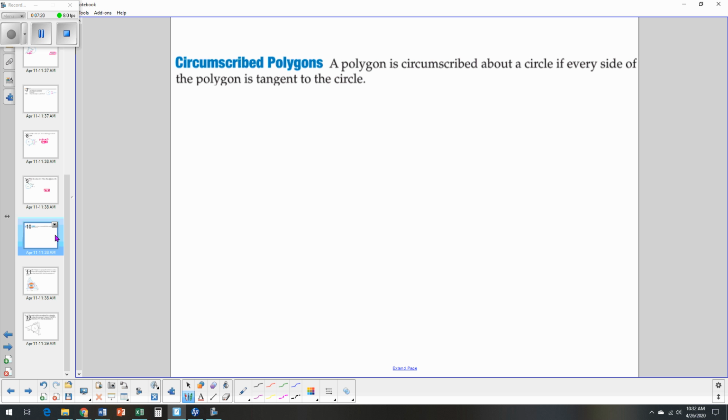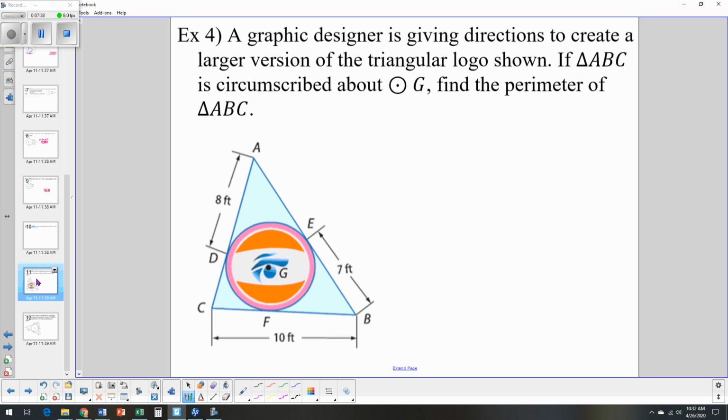The last kind of thing we're going to talk about is a circumscribed polygon. So it's considered a circumscribed polygon if every side of the polygon is tangent to the circle. So every single side of our shape has to touch the circle exactly once.